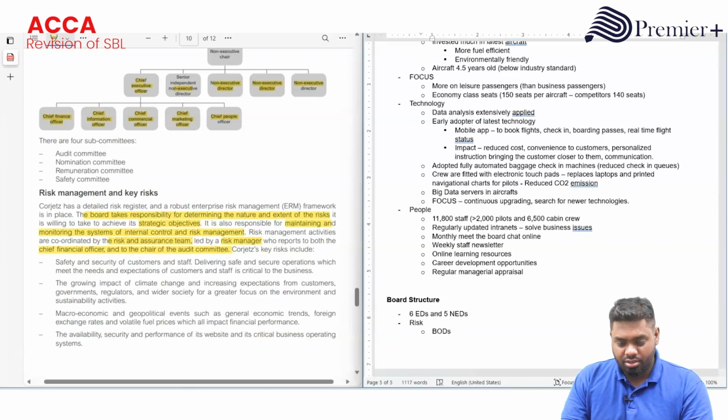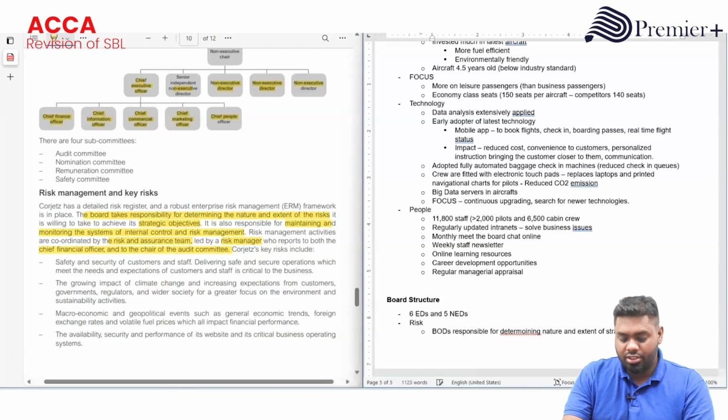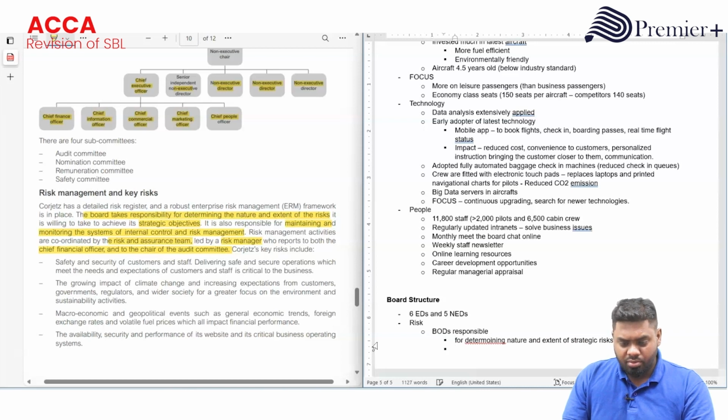the board of directors are responsible for determining the nature and extent of strategic risks, and also responsible for maintaining and monitoring internal control systems and risk management.